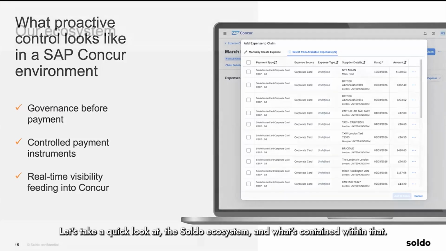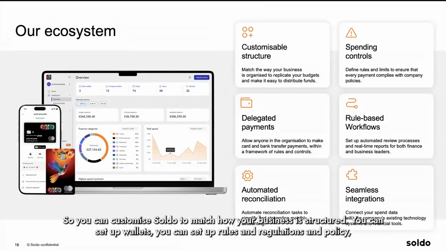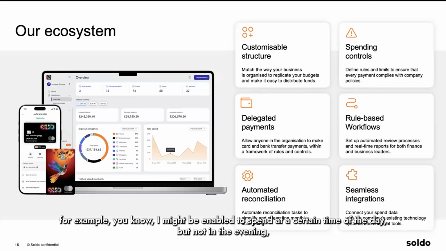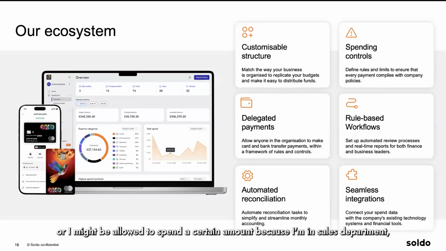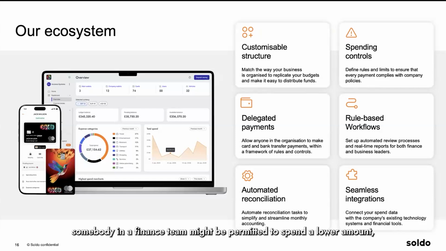Let's take a quick look at the Soldo ecosystem and what's contained within that. You can customize Soldo to match how your business is structured. You can set up wallets, you can set up rules and policy compliance that matches how your organization is structured. So, for example, I might be enabled to spend at a certain time of the day, but not in the evening, or I might be allowed to spend a certain amount because I'm in the sales department. Somebody in the finance team might be permitted to spend a lower amount.